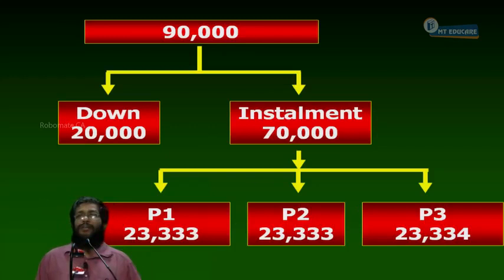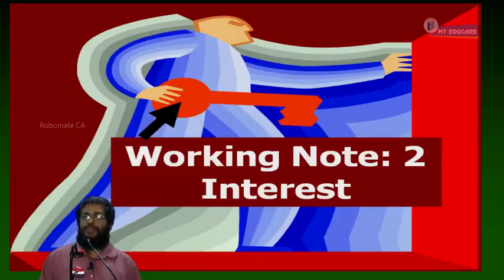23,333. 70,000 divided by 3 is 23,333. 1 rupee I have to pay him or not? I pay it in the last installment, time value of money there. So the last installment is 23,334. Can I proceed or not? Principal, step 1 over. Can I proceed? Step 2.